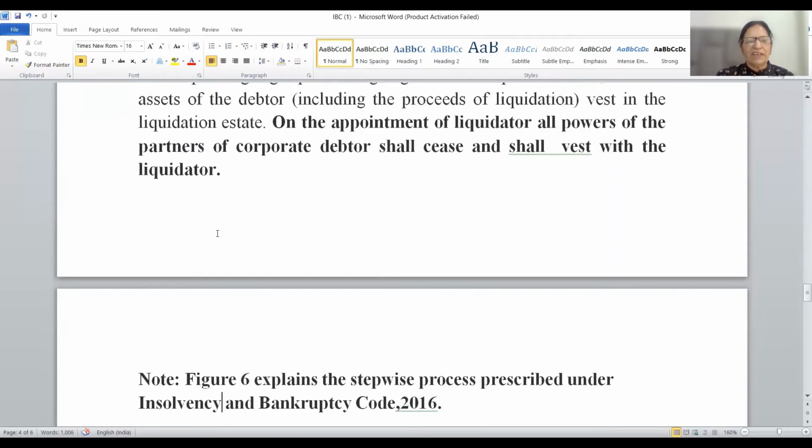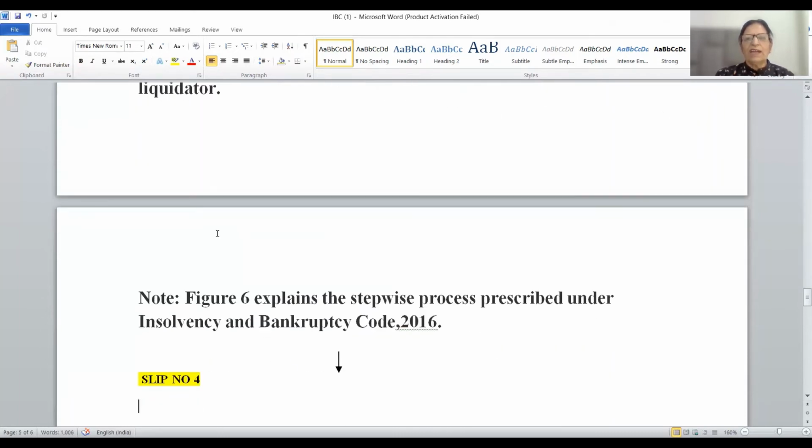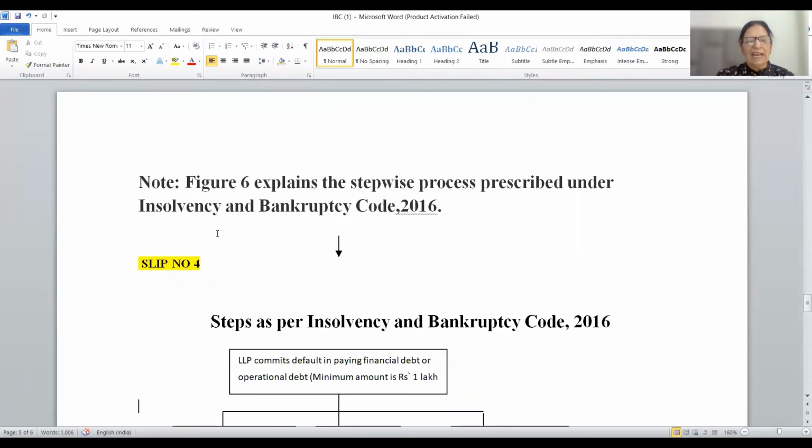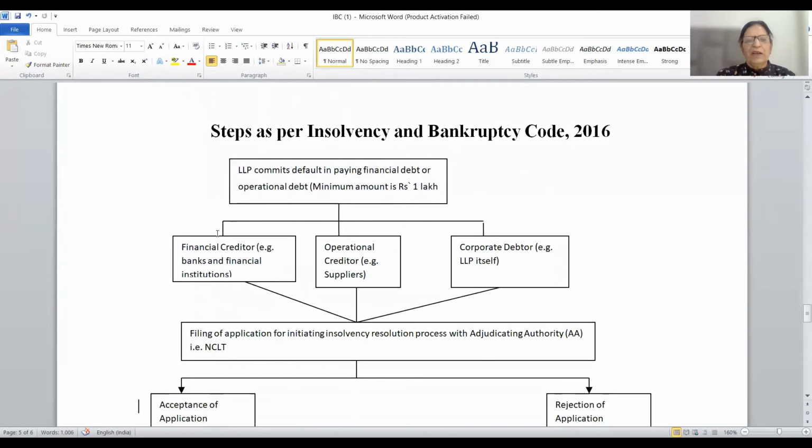So friends, now hurriedly I would like to take up this diagram which explains the various steps as per the Insolvency and Bankruptcy Code. This takes into account both the stages, that is the IRP and second is the liquidation. The first one is where the LLP or the corporate debtor commits default in paying financial debt or operational debt, up to rupees 1 lakh. And then I told you, friends, this amount has been increased up to rupees 1 crore.